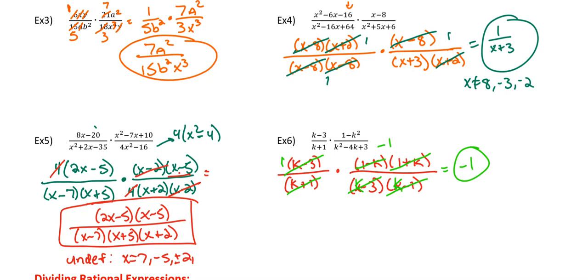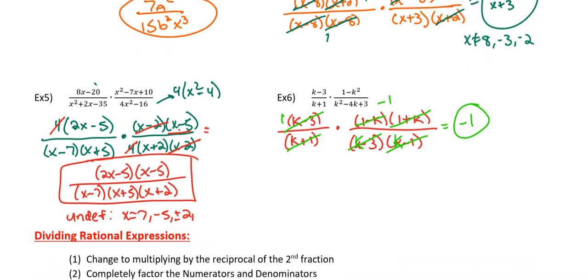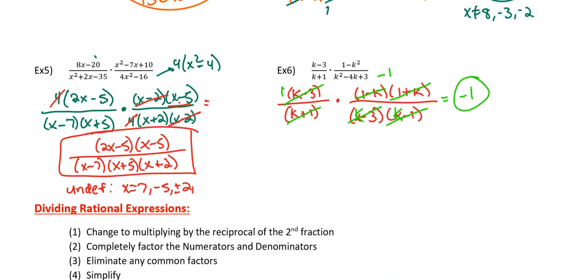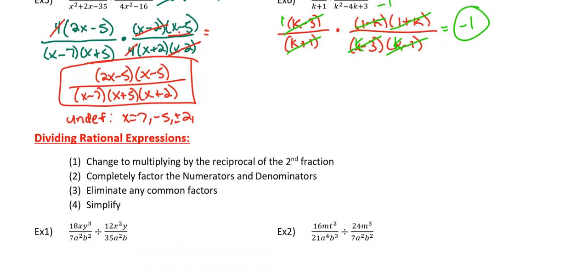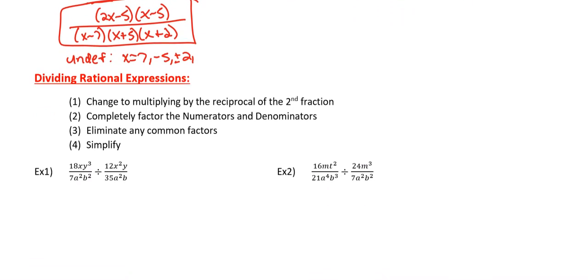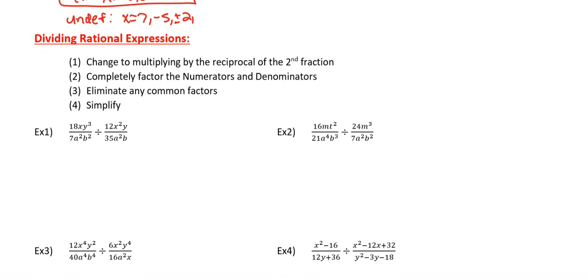All right, so for this last one, I end up with an answer of -1 for example 6 once I crossed everything out and eliminated everything I could. All right, so I'll try to go a little faster through the division. For the division of the rational expressions, basically the process is going to be the same.